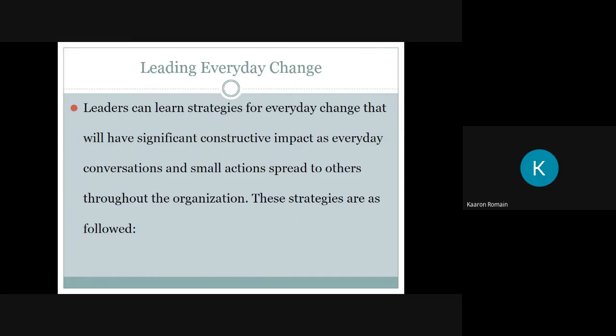Leaders can learn strategies for everyday change that will have significant constructive impact as everyday conversations and small actions spread to others throughout the organization. These strategies are as follows.